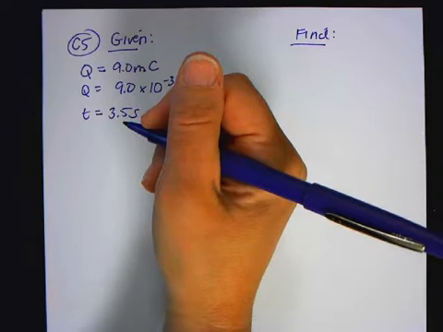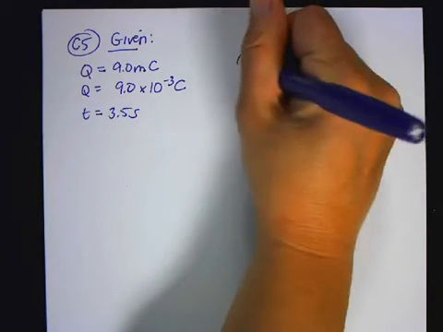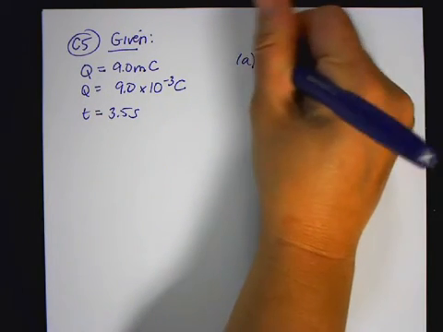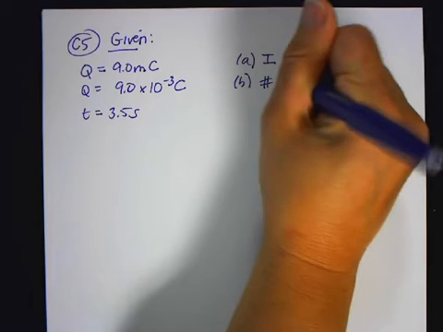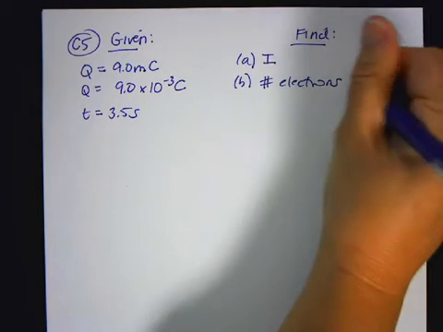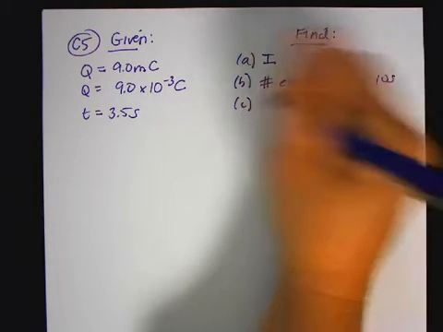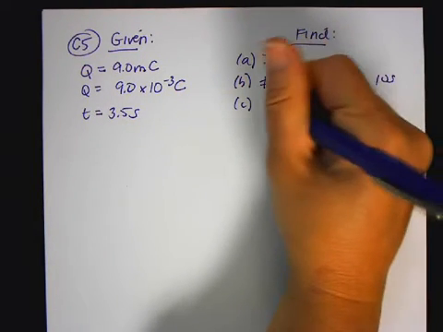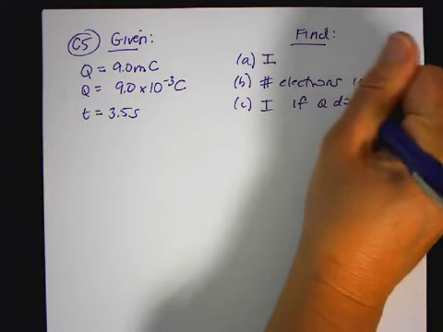So it says find A, what is the current? So I want to find I. B, how many electrons, the number of electrons, in 10 seconds. And C, if the number of charges that pass through the wire doubles, what is the resulting current? So we want to find I if Q doubles.